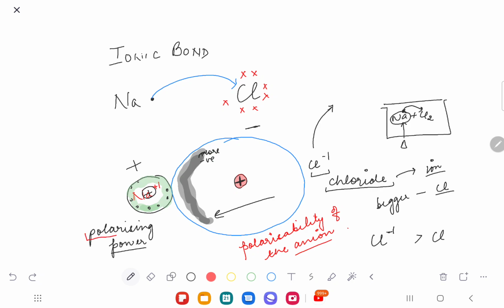So polarizing power, because who is pulling the electrons? Who is pulling the electrons? The cation. And why aren't we saying that the anions would be pulling the electrons? Because anions are not even able to hold their own electrons because of their bigger size. How would they pull the electrons of sodium? Yes or no? But cations would be pulling the electrons of the anions, and which is why the entire electron cloud, which is actually all around the nucleus, has been pulled exactly.